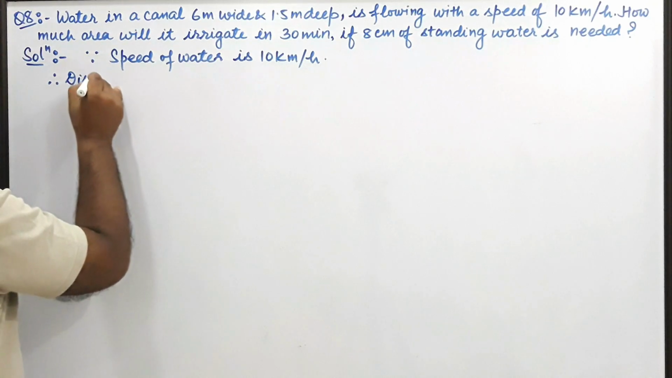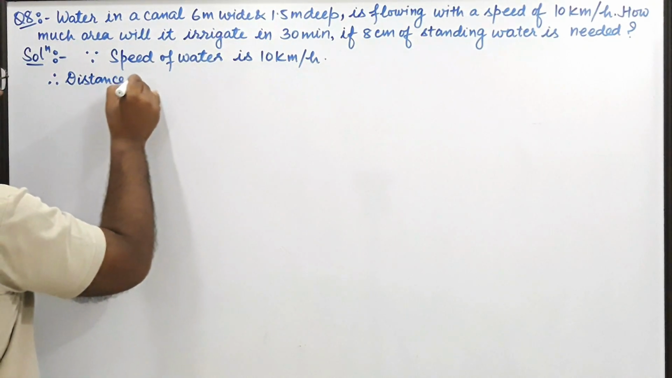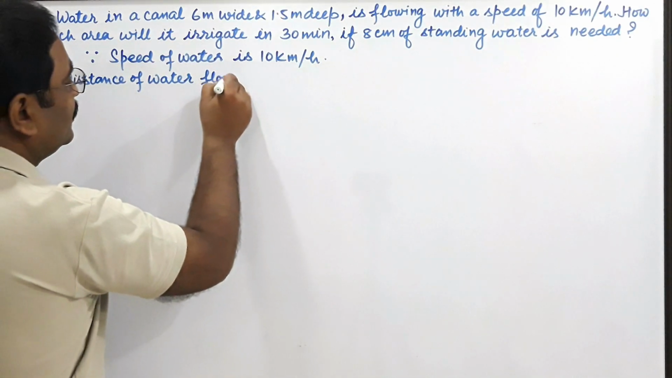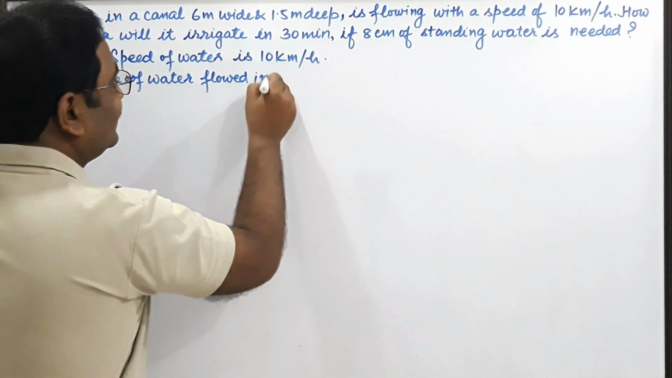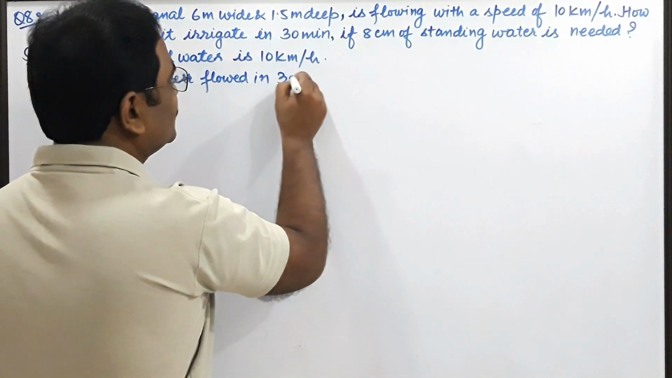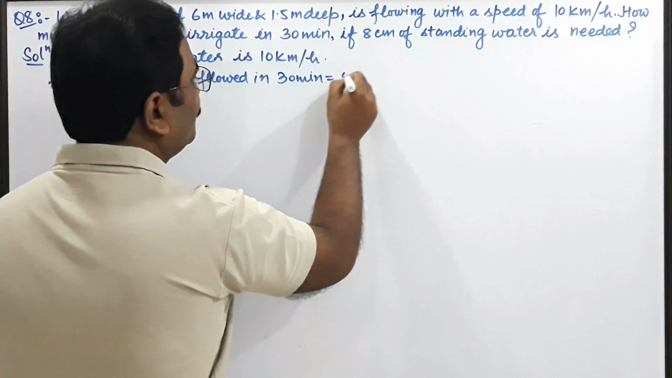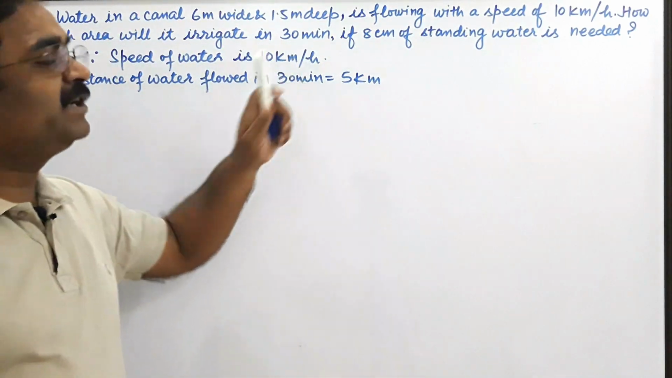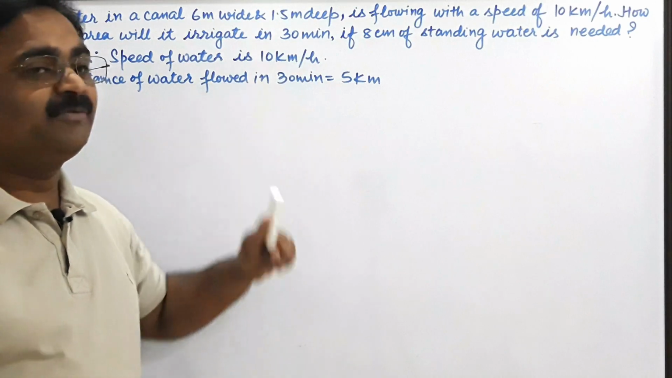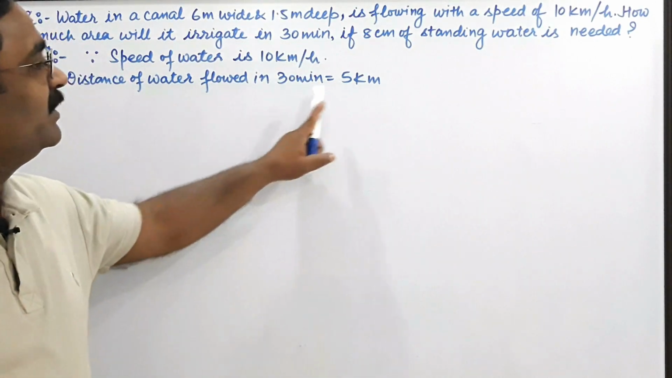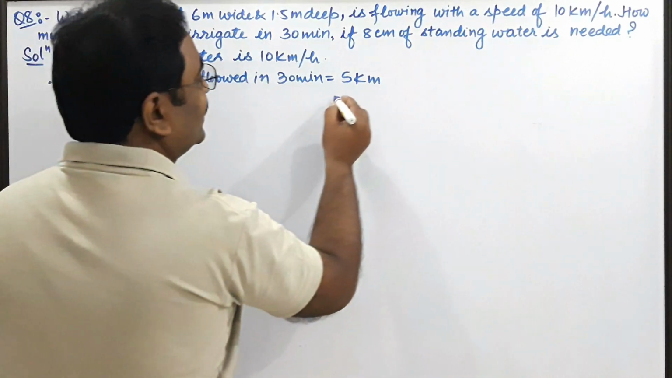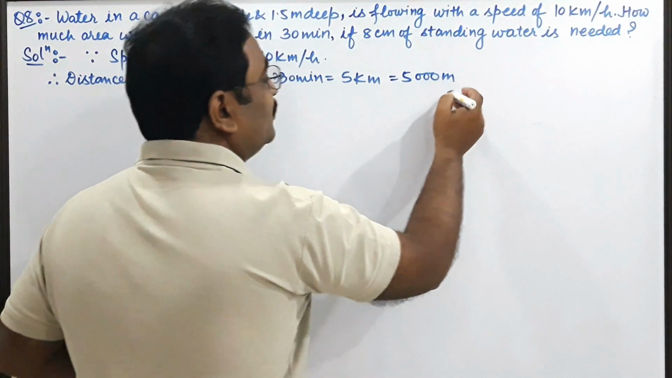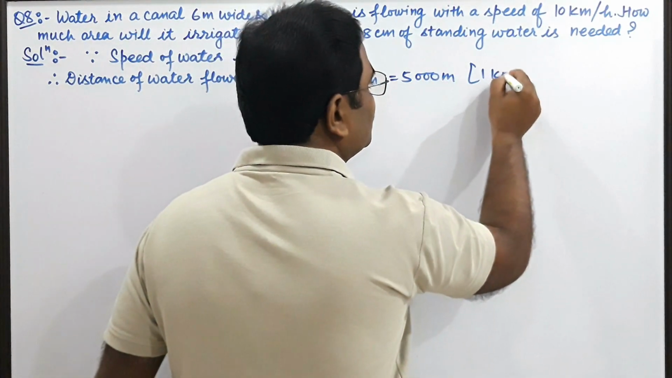Distance of water flowed in half an hour means in 30 minutes is equals to 5 kilometer. 5 kilometer, why? Because this 10 kilometer in 1 hour. In 10 kilometer in 1 hour, so 30 minutes is half an hour. So in 30 minutes, 5 kilometer, half of this 10. And this 5 kilometer can be written as 5000 meter, because you know that 1 kilometer is equals to 1000 meter.